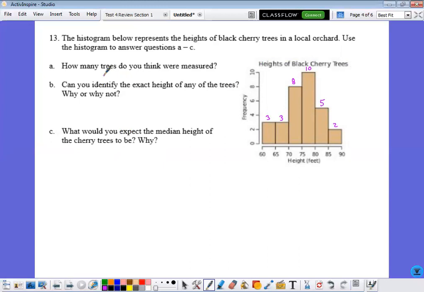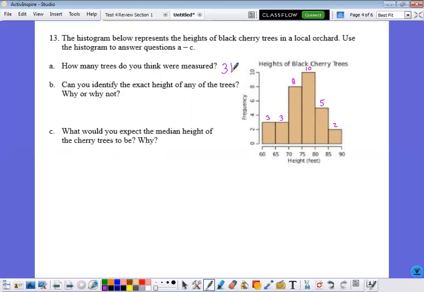It says, how many trees do you think were measured? Well, if we have frequencies, we can go ahead and add those together and get how many trees were measured. So we got 3 plus 3 is 6, plus 8 is 14, plus 10 is 24, 5 more is 29, and 2 more is 31. So we know that there's 31 trees measured.